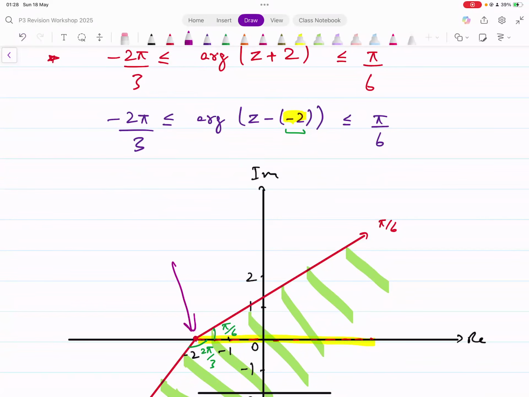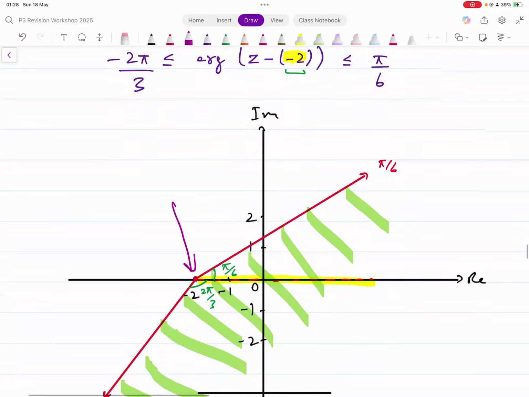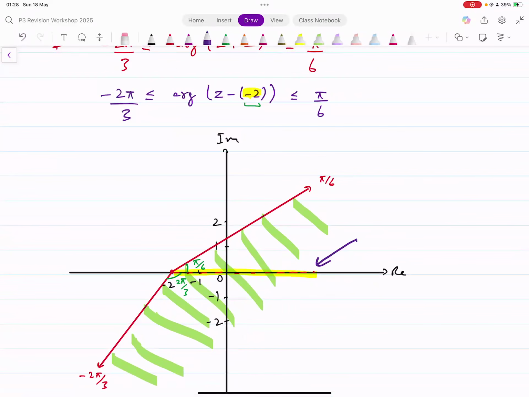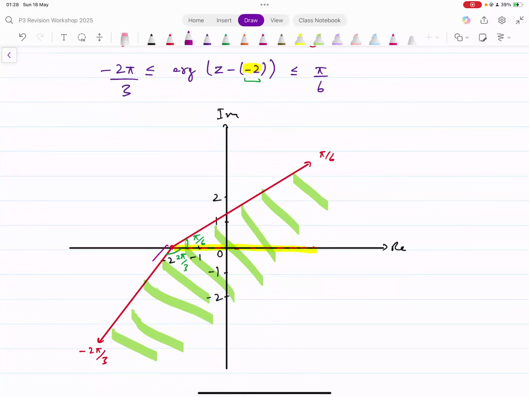And this is the point minus 2. So the argument is going to be measured from that point. So this yellow line that you see, we're measuring argument from that. One argument is minus 2 pi over 3, that's minus 120 degrees, and that is in this direction here. And the other is pi over 6, that's in this direction, 30 degrees.